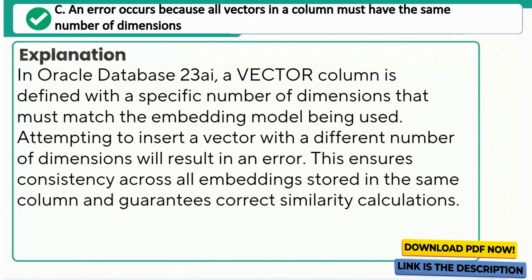Explanation: in Oracle Database 23AI, a vector column is defined with a specific number of dimensions that must match the embedding model being used. Attempting to insert a vector with a different number of dimensions will result in an error. This ensures consistency across all embeddings stored in the same column and guarantees correct similarity calculations.